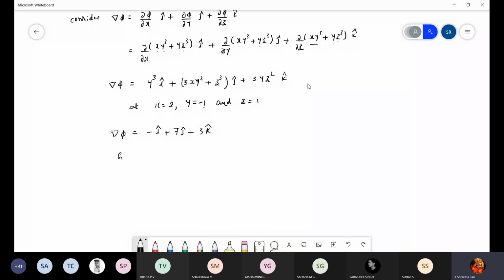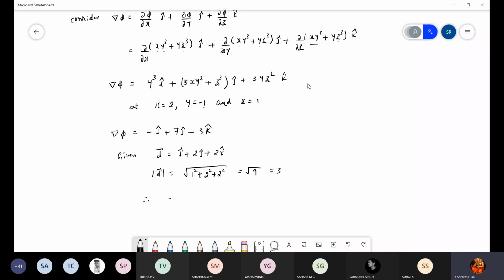Now given directional vector d equals, what is that? i plus 2j plus 2k. Is it right? i cap plus 2j plus 2k. Okay. So what is its magnitude? Calculate. Magnitude is equal to square root of 1 square plus 2 square plus 2 square. So that gives square root of 4 plus 4 plus 1 is 9. That is equal to 3.